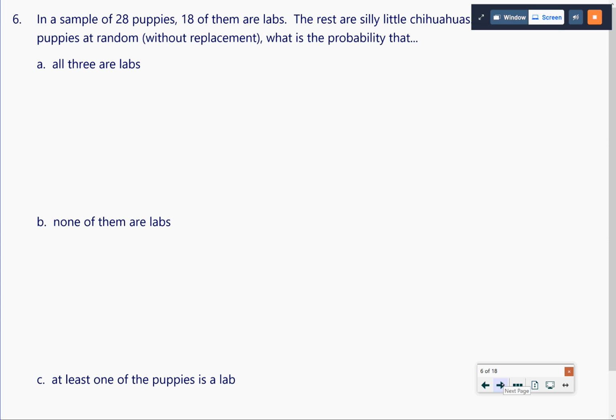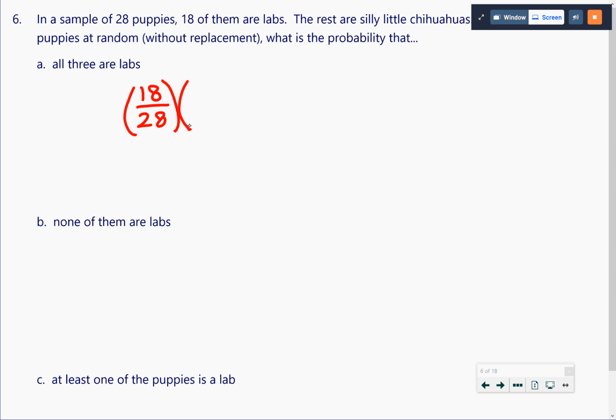Number 6. In a sample of 28 puppies, 18 of them are labs, the rest are chihuahuas. If you pick up 3 puppies at random without replacement, what is the probability that all 3 are labs? Okay, so let's find the probability, first of all, that our first selection is a lab. How many labs do I have? 18 out of how many total? 28.